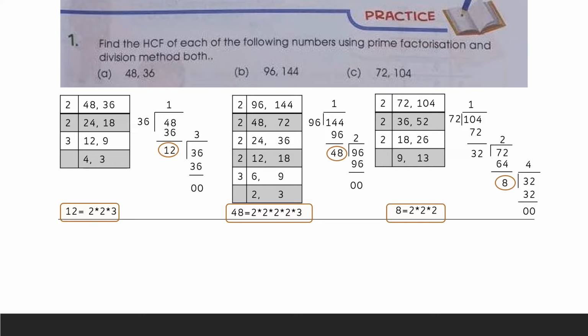Now we are going to divide 96 by 48. And 96 is completely divisible by 48 with the remainder 0. So 48 is the last number that makes the remainder 0, and this is our highest common factor. In the same pattern, we have solved part C and our answer comes out as 8. Now we are going to solve the second question.